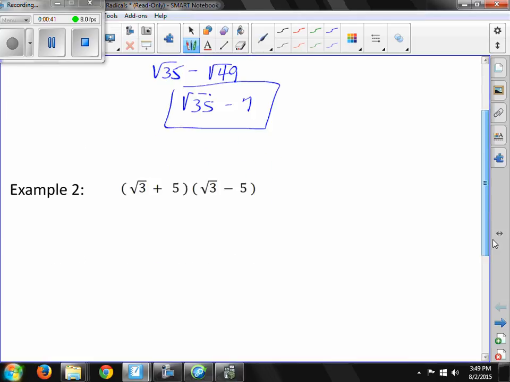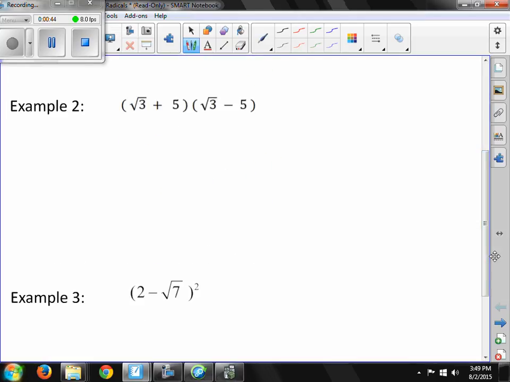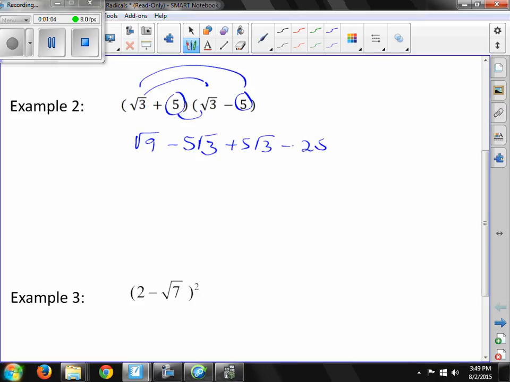Example 2. We're going to FOIL this one out. First, the square root of 3 times the square root of 3 would be the square root of 9. The outside would be minus 5 square roots of 3. The inside would be plus 5 square roots of 3. And the last, positive times a negative, would be negative 25. Square root of 9 will turn into 3. The negative 5 square roots of 3 and the positive 5 square roots of 3 drop out. So we have 3 minus 25, which would be negative 22.